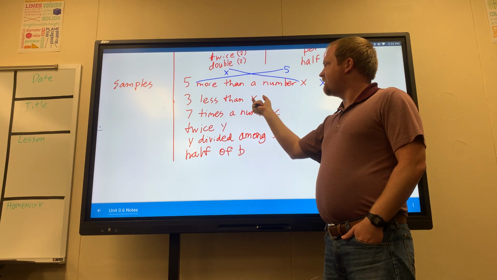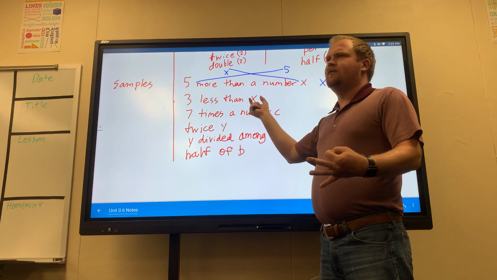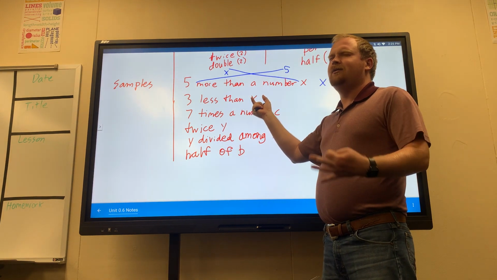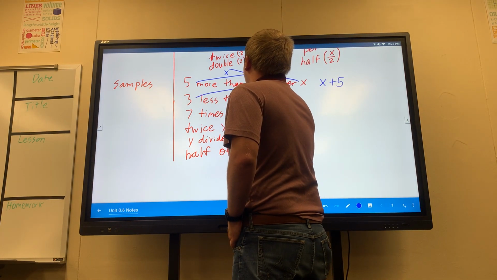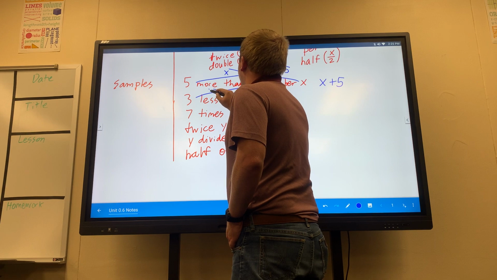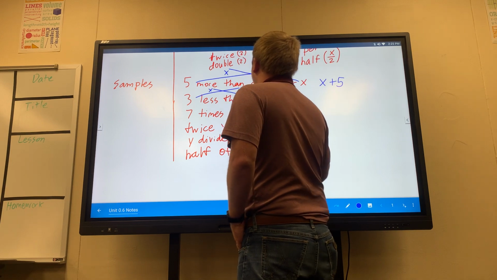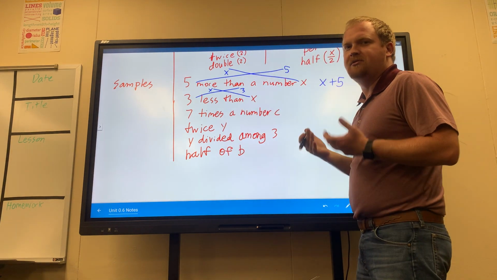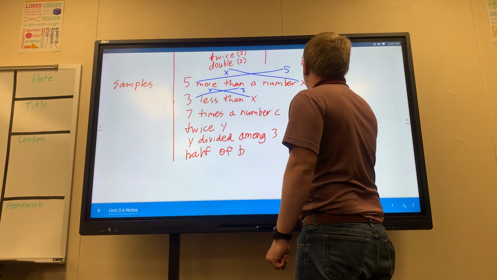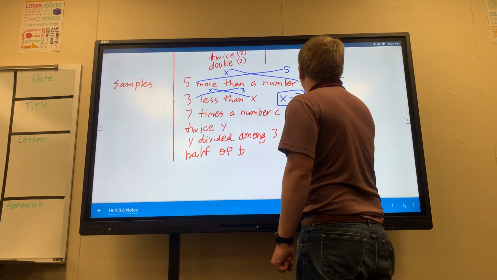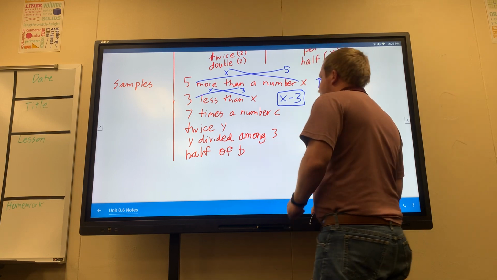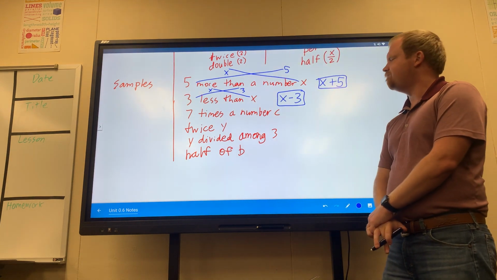This number x is subtracted from 3. It's less than 3 numbers. So again, I want to switch these two out so that x is here, 3 is here. We know less than has to do with subtraction, so it's going to be x minus 3. I'm going to box these real quick so that way we know.